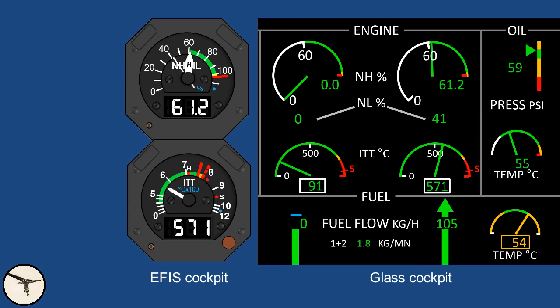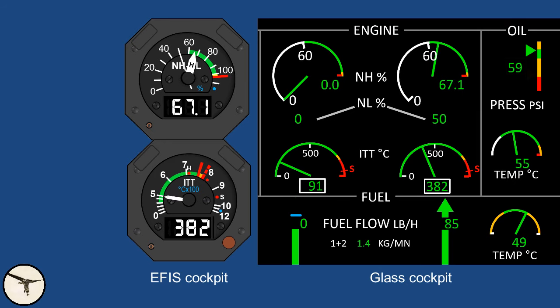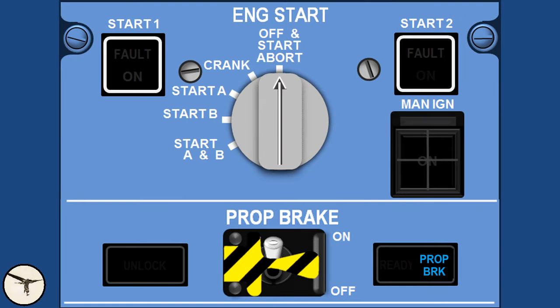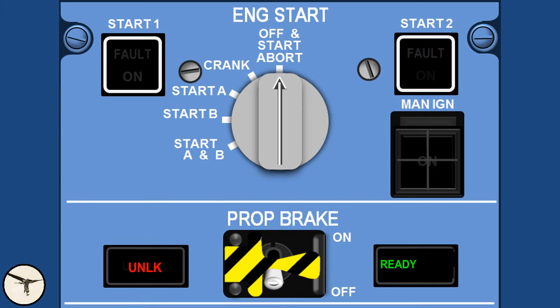Normal starter running time with a warm engine is about 16 seconds. A battery start requires a little more time. Same with a cold start. ITT will reach the maximum shortly after. The engine stabilizes at 67% NH. Select the starter selector to off and start abort. When clear to start the engine, select the propeller brake off.